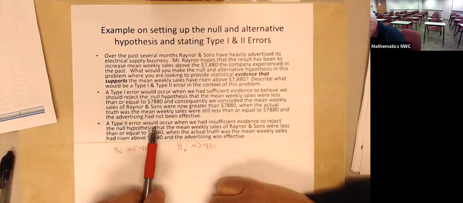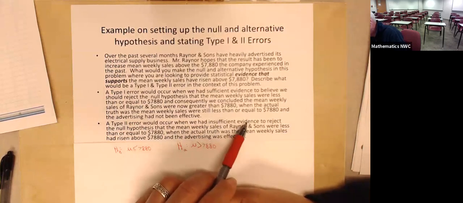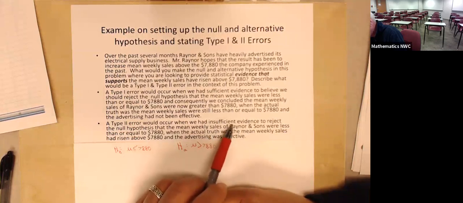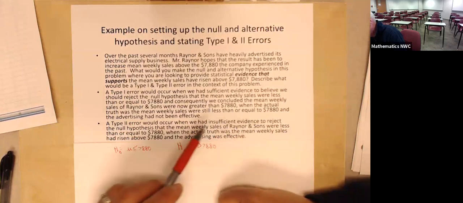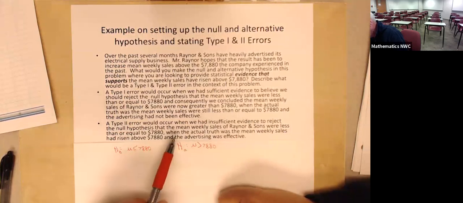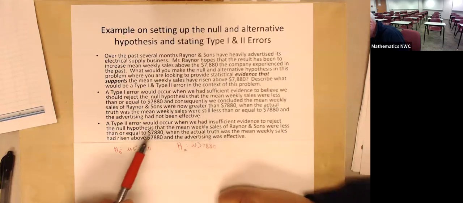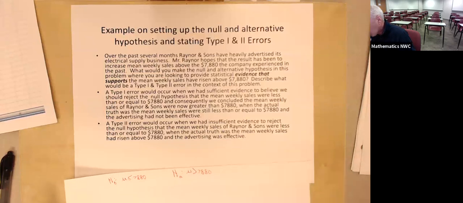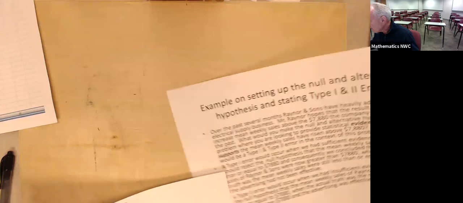So here we go. Type 2 error would occur when I had insufficient evidence, means it did not go over that line in the sand, insufficient evidence to reject the null, when the actual truth was the null was false. It had risen above 7880, but I had continued to assume that that was still the case, and it was in fact false. That's a type 2 error. Here we go. Same song, second verse.